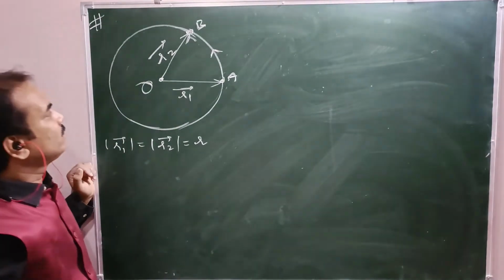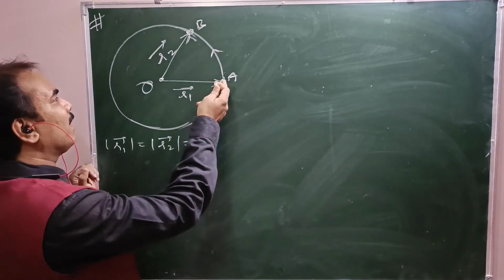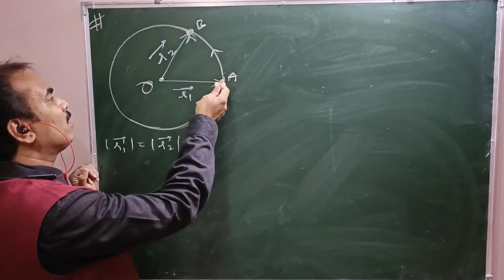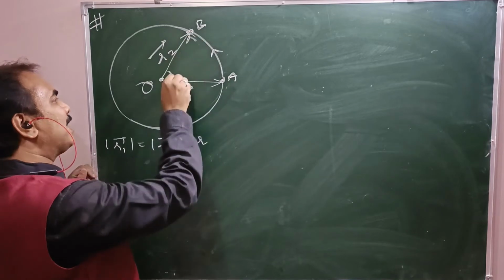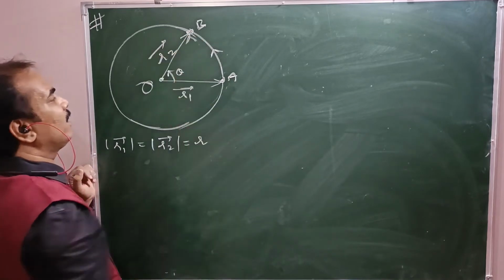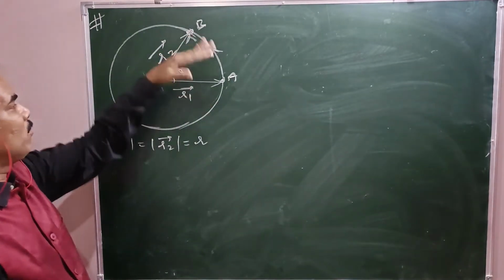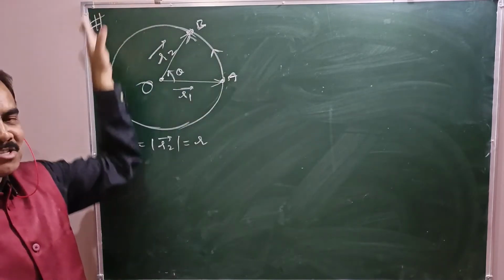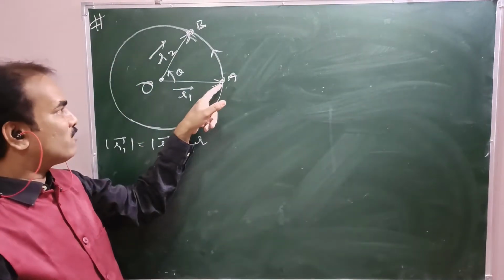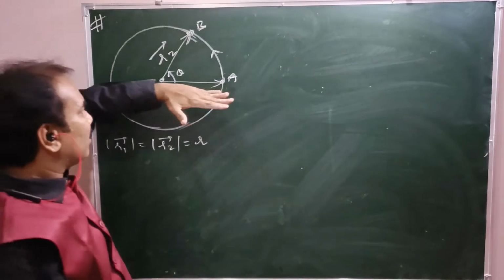Right? That is all. Now, the angle swept by the tip of the radius vector while going from A to B, let it be theta. So R1 bar, R2 bar. Whenever a particle moves along a circular path, the tip of the radius vector also rotates like that.